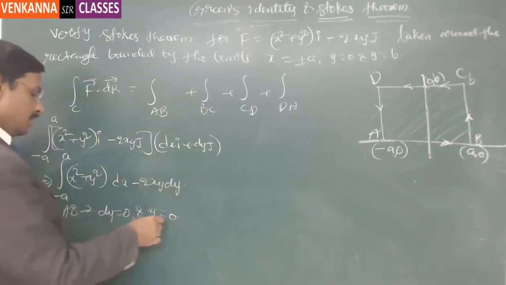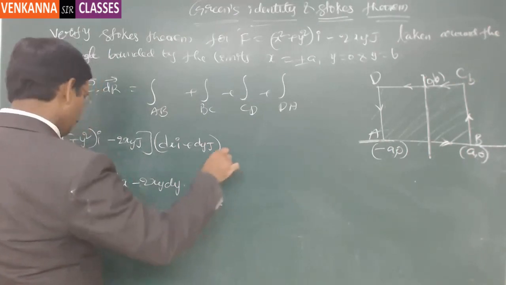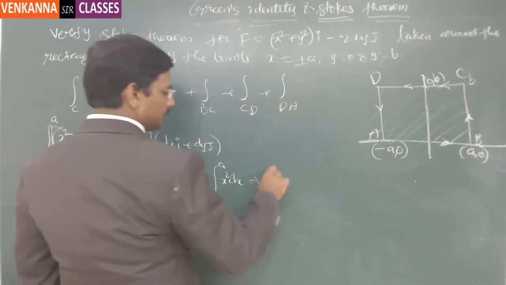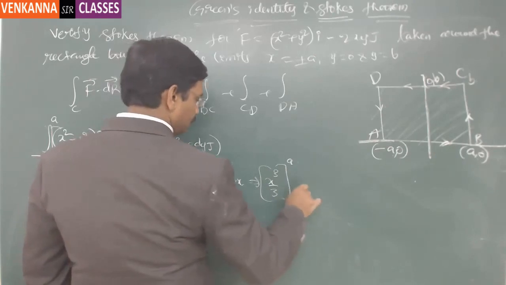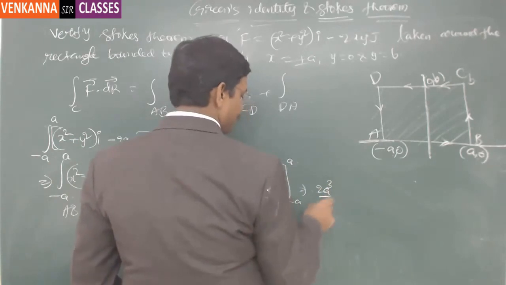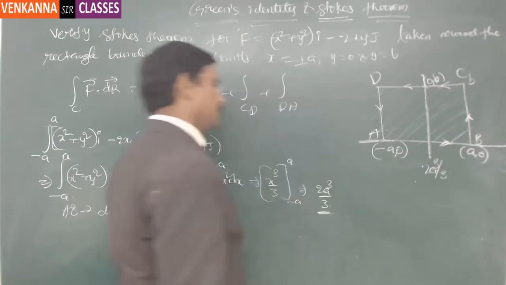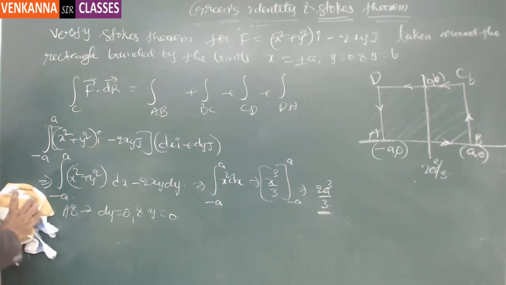So the second term will be 0, and with y equal to 0, this value is the integral from minus a to a of x square dx. This is x cube by 3, evaluated from minus a to a, so a cube by 3 two times, which is 2a cube by 3. So along AB, it is 2a cube by 3. Similarly, let us find the line integral along BC. I hope it is noted down, I am erasing.